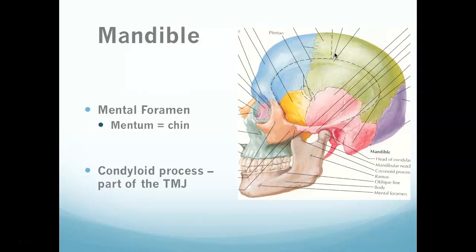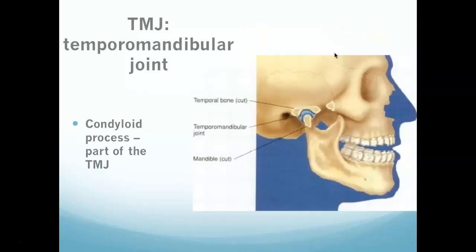And your condyloid process, which is a part of your TMJ, also known as your temporomandibular joint, is also a part of the mandible. And there's your mental foramen. Here's your TMJ, a close-up look, and you can see your condyloid process coming together with what's known as your mandibular fossa on your temporal bone.